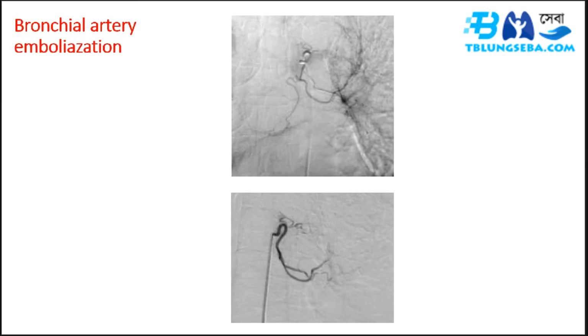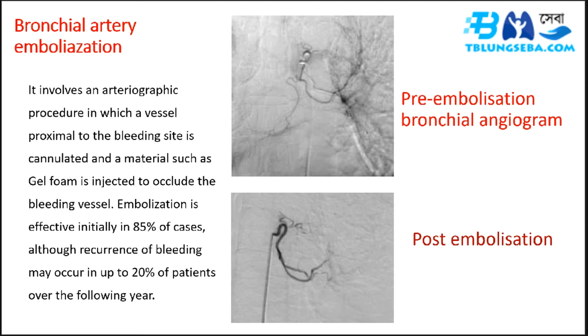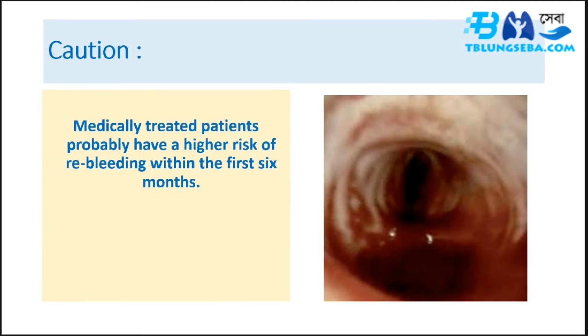Bronchial artery embolization involves an arteriographic procedure in which a vessel proximal to the bleeding site is cannulated and a material such as gel foam is injected to occlude the bleeding vessel. Embolization is effective initially in 85% of cases, although recurrence of bleeding may occur in up to 20% of patients over the following year. Pre-embolization and post-embolization bronchial angiogram. Caution: medically treated patients probably have a higher risk of rebleeding within the first 6 months.